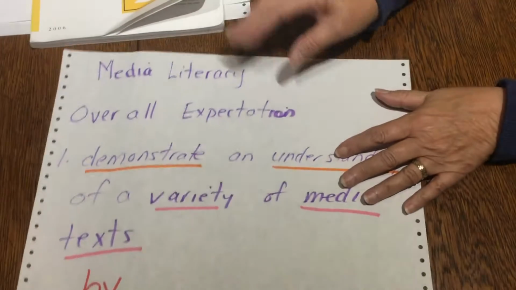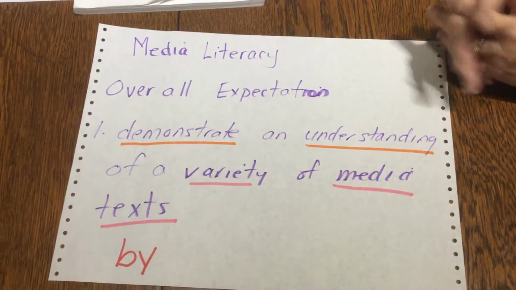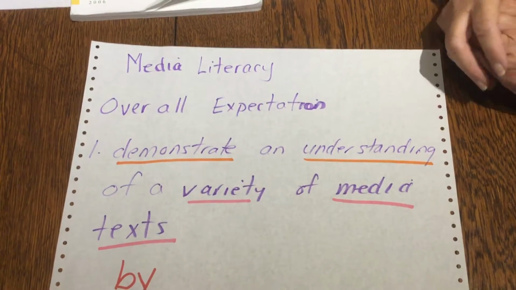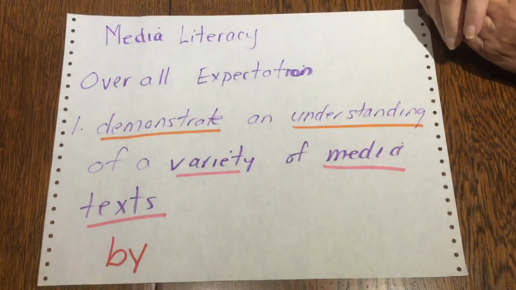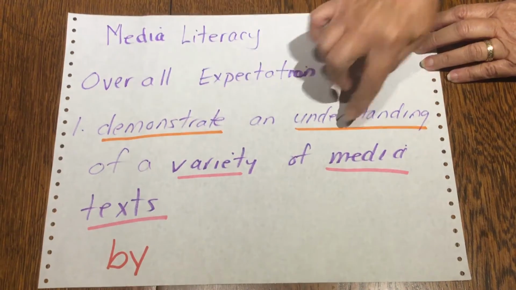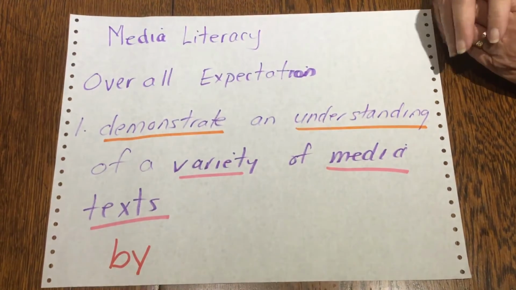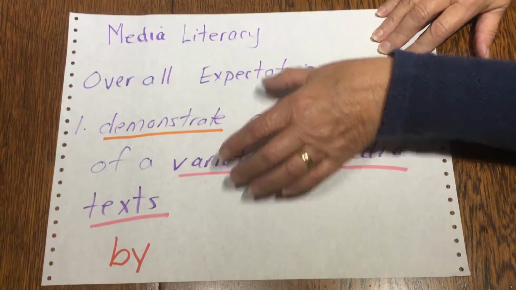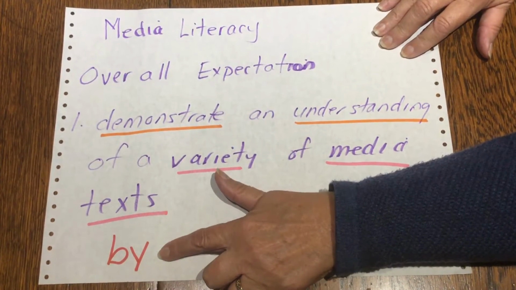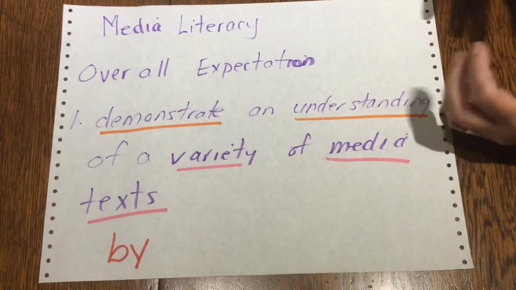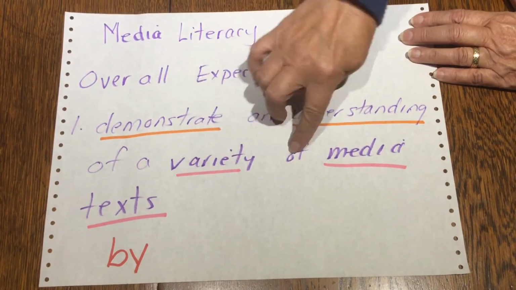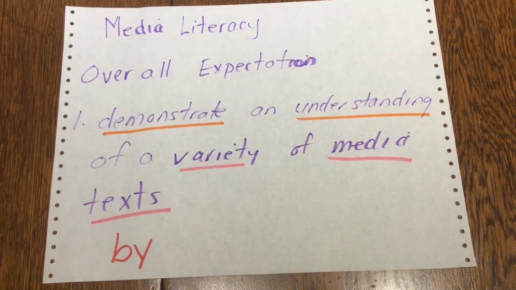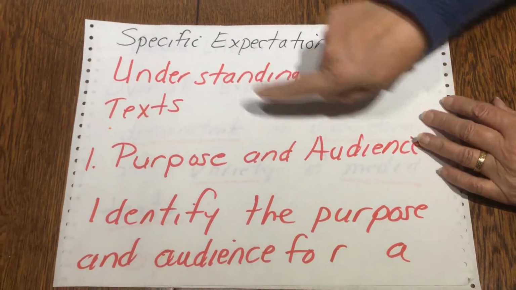So you look at the curriculum before you start your lesson, because that's what you're going to be teaching. We're going to take media literacy. The overall expectation is demonstrate an understanding of a variety of media texts. I've underlined, as you can see, the verbs, and I've underlined the nouns for a reason, because we're always looking at the overall, and then we're going to look at what specifically are we going to teach in this lesson, and we're looking at the word and putting in that little word by. We're going to teach students how to demonstrate an understanding of a variety of media texts by, and then we pick the specific expectation, understanding media texts.